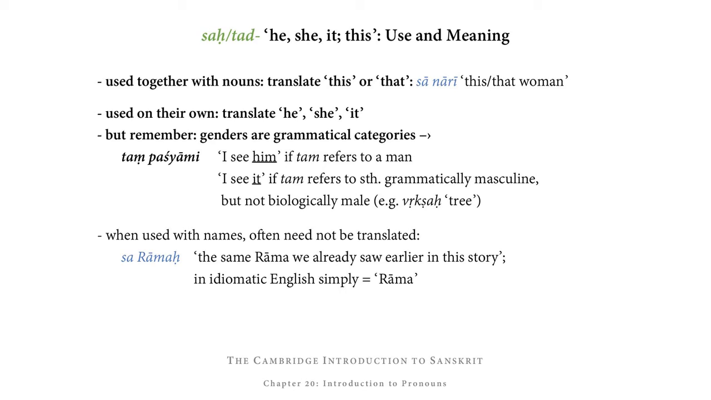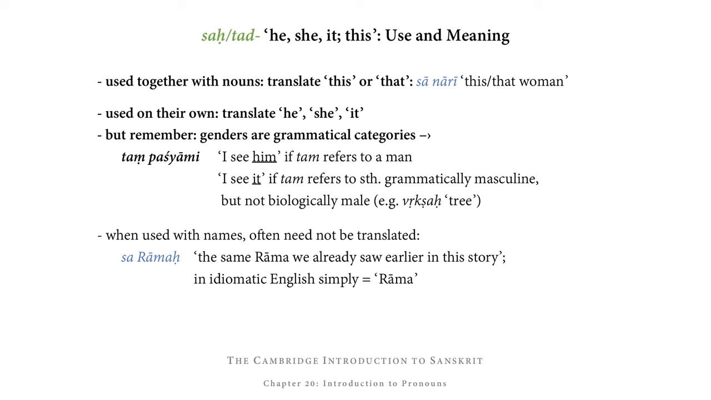Similarly with the feminine, tam pashyami could mean I see her, if it indeed is used to refer to a woman, but if it is used to refer to a noun that is simply grammatically feminine, such as sena, army, then in English again we need to translate it not as she, because we wouldn't say she when talking about the army, but we would say it when talking about the army, and therefore we would have to translate tam pashyami as I see it.